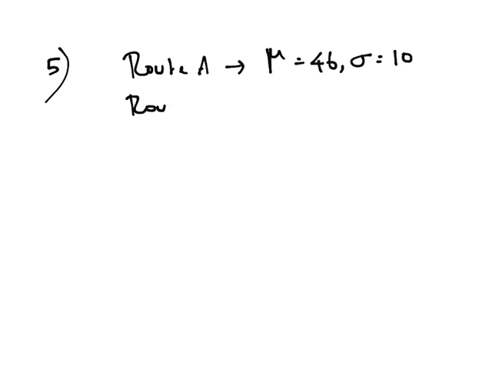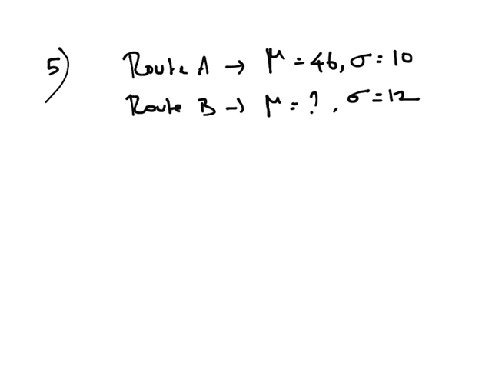So I have route A, mu, the mean, is 46 and standard deviation is 10. And for route B, the mean is not given, question mark, and the standard deviation is given as 12 minutes.